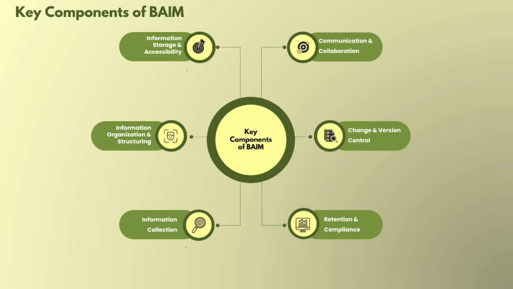So, making it trackable, making it traceable, there are 6 key components in BAIM on which we will work: information collection, then information organization and structuring, information storage and accessibility, then communication and collaboration, then change and version control, and regulatory compliance. So we will see each component one by one.